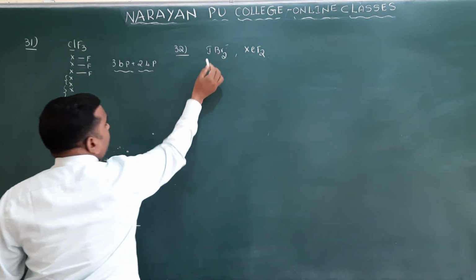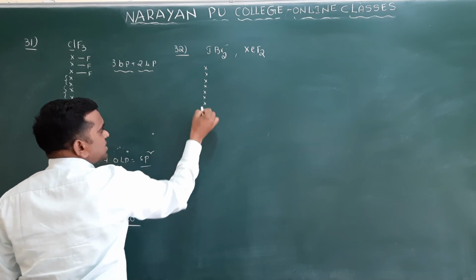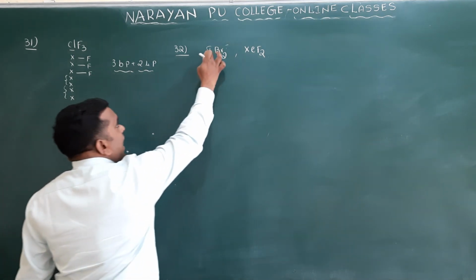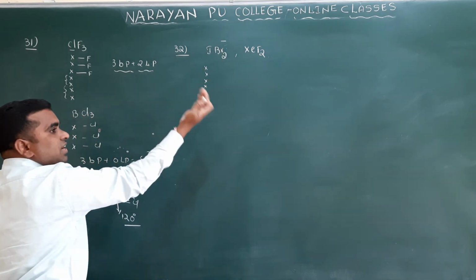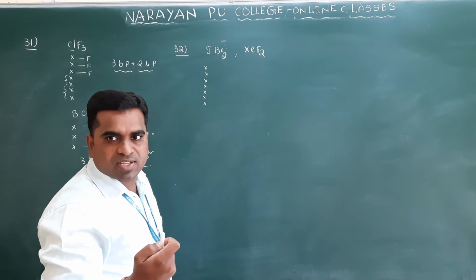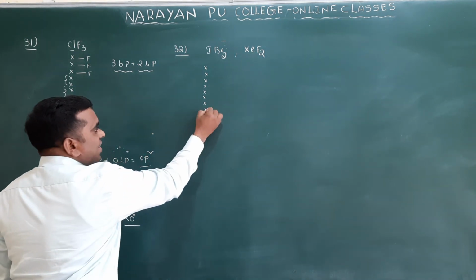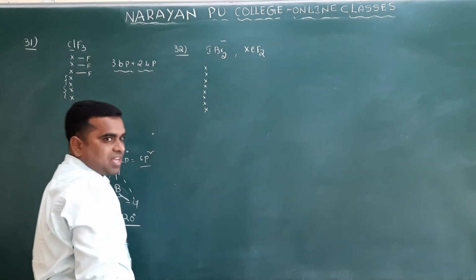Here, you know that iodine. Iodine belongs to which group? 17th group, or we can simply say 7th group. And here, IBr2 minus is there. Minus means one electron gaining. Whenever it is gaining one electron, it will show the minus charge. So that's why add another one electron here. Total how many electrons are there? Here, 8 electrons are there.